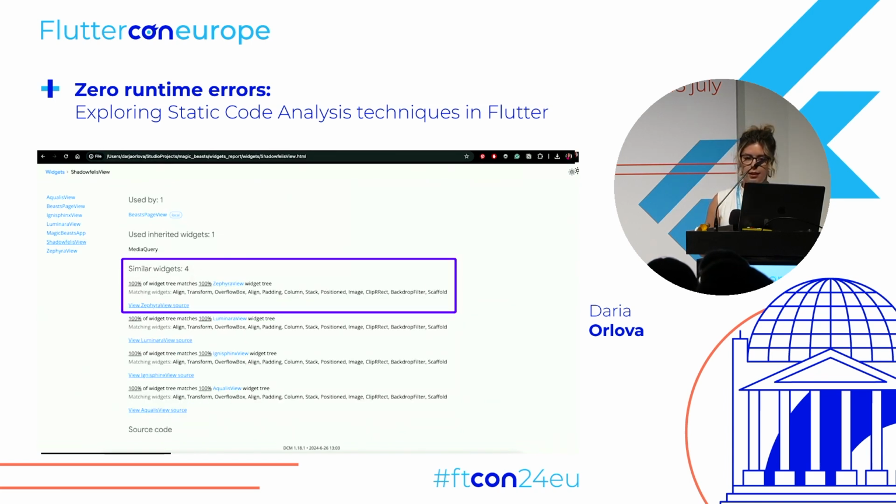And we can see the analysis of similarity of the widget tree, which in our case is 100% among the beast widgets. What is compared is the widget tree itself, like which classes are used, which widgets, and which parameters of these widgets are used. And this provides us with a great insight into our widget system and a solid argument for refactoring.